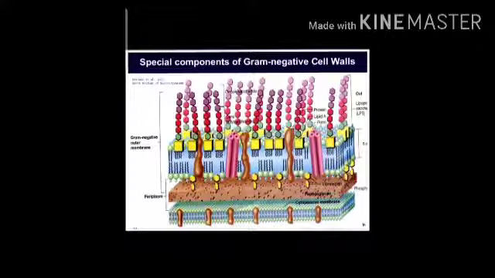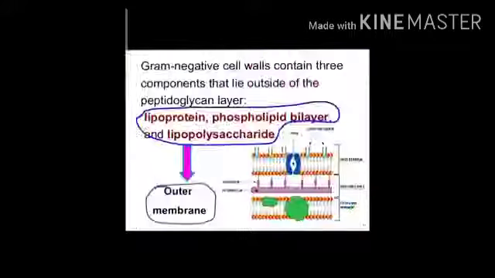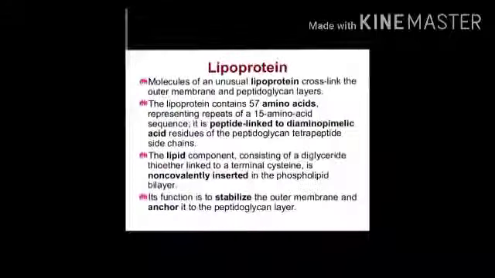The special component of the gram negative cell wall is the outer lipopolysaccharide, LPS. There is the lipoprotein, phospholipid bilayer and lipopolysaccharide. That is the outer membrane.